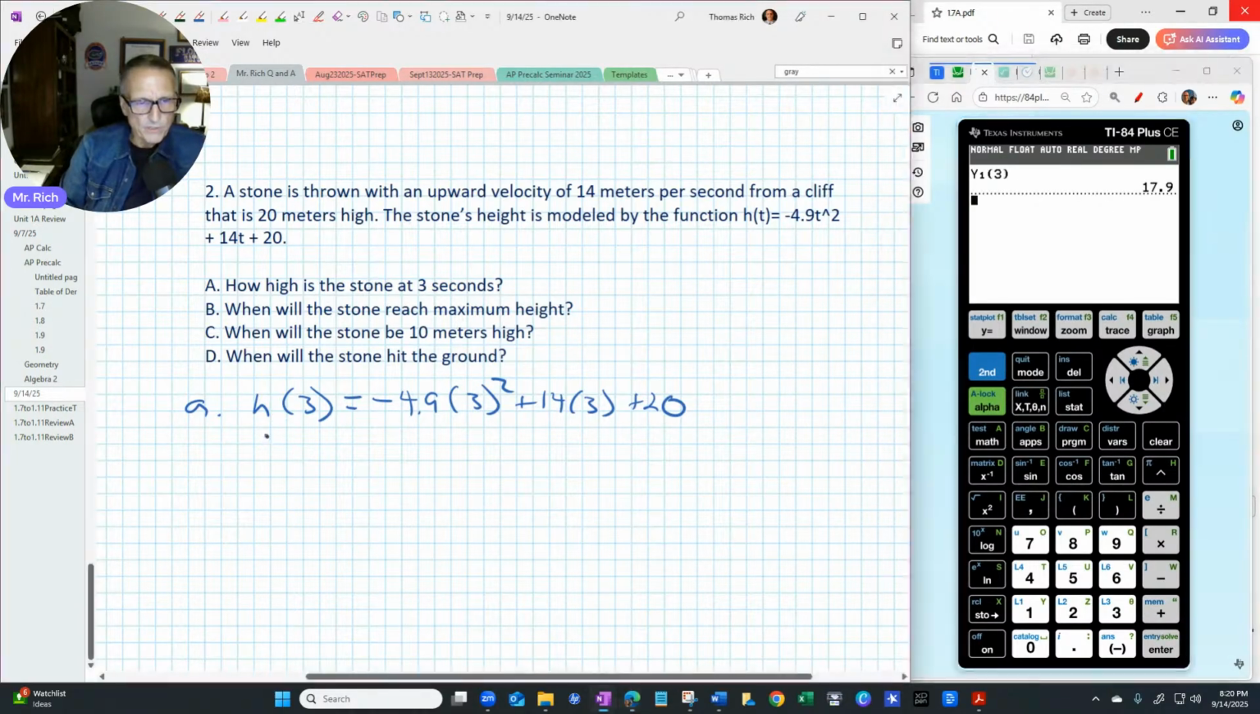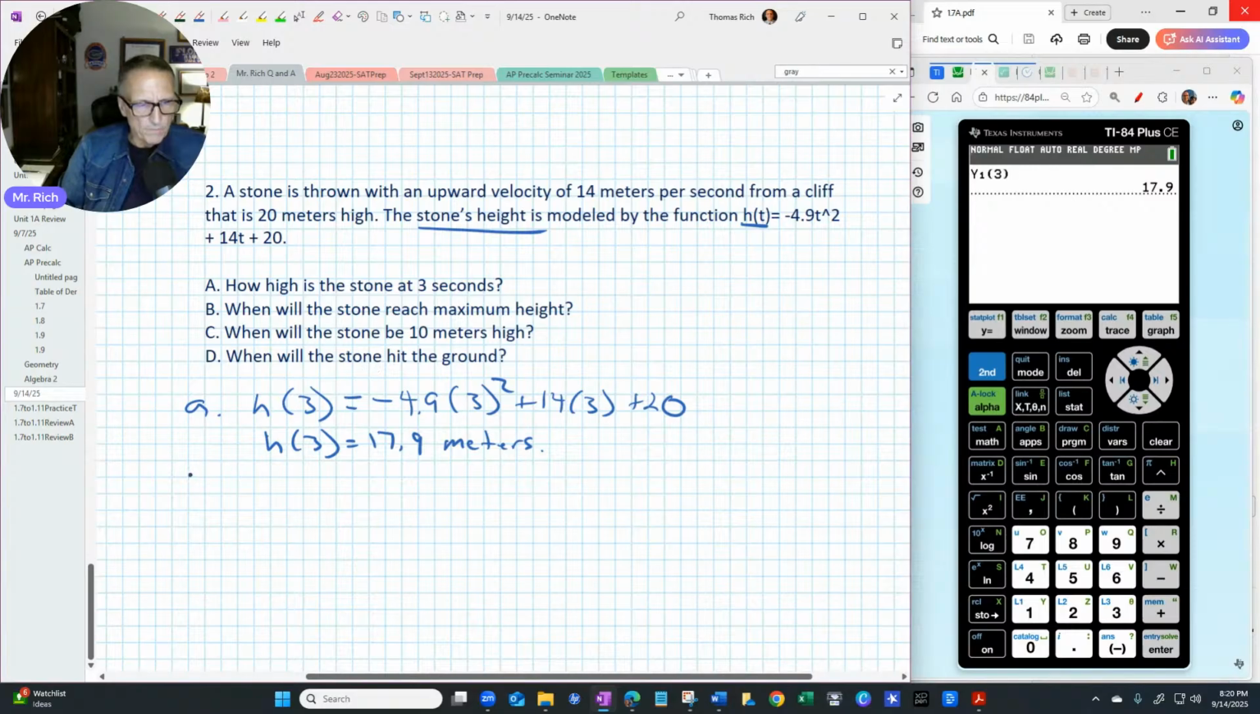So on a free response question, we would say h of 3 is equal to 17.9. And we know that this is going to be height, right? h is height in meters. So that's going to be 17.9 meters.